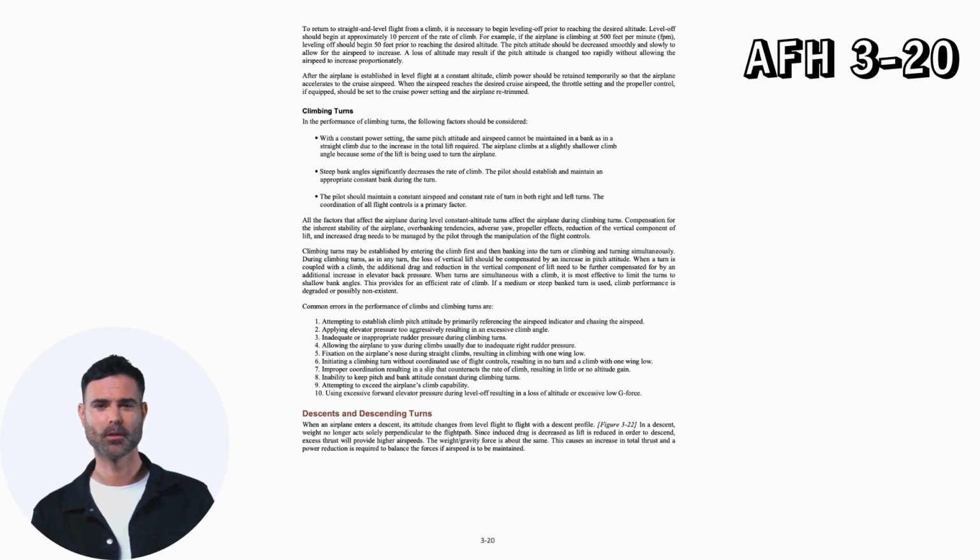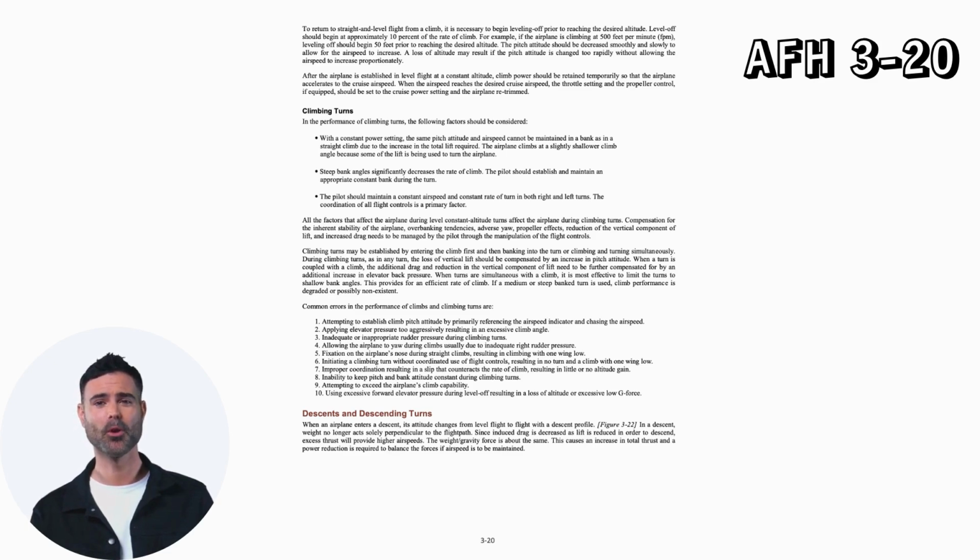When turns are simultaneous with a climb, it is most effective to limit the turns to shallow bank angles. This provides for an efficient rate of climb. If a medium or steep banked turn is used, climb performance is degraded or possibly non-existent.